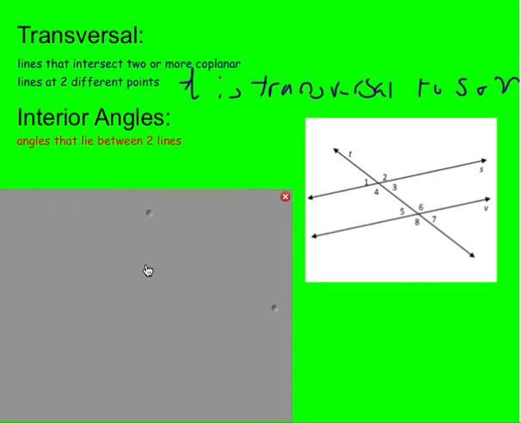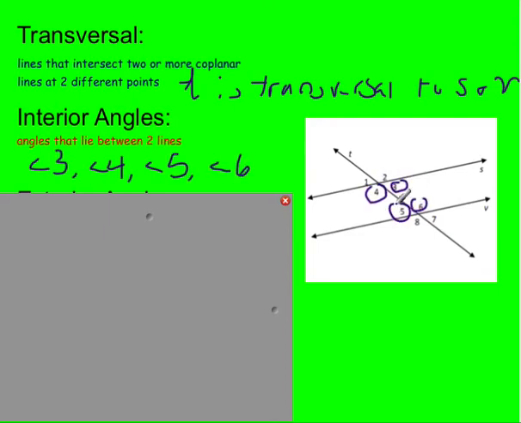The next one we're talking about is interior angles. Interior angles are angles that lie inside of the two lines, or between. Which numbers are interior angles? Angle 3, angle 4, angle 5, and angle 6. Notice how each of these angles lie in between the two parallel lines. That makes them interior angles.